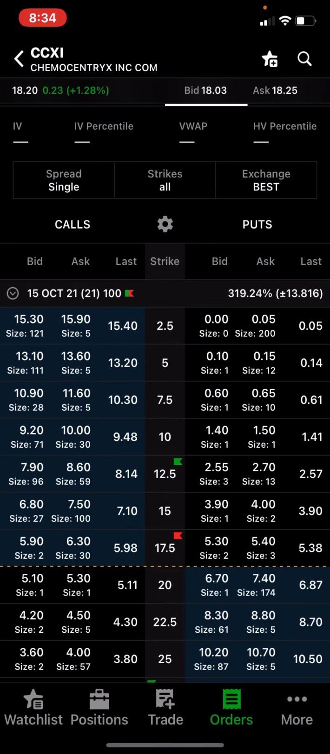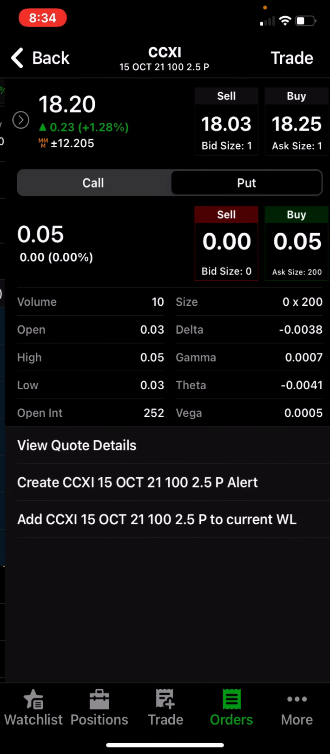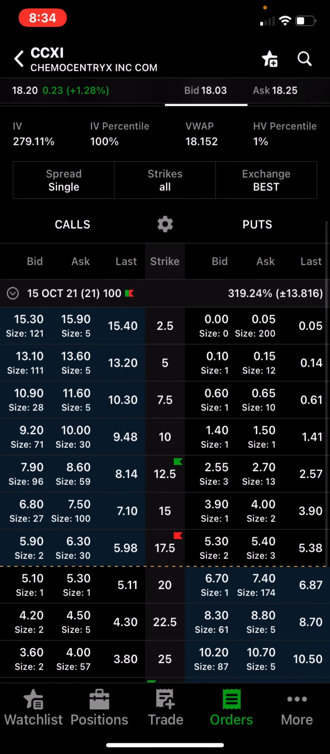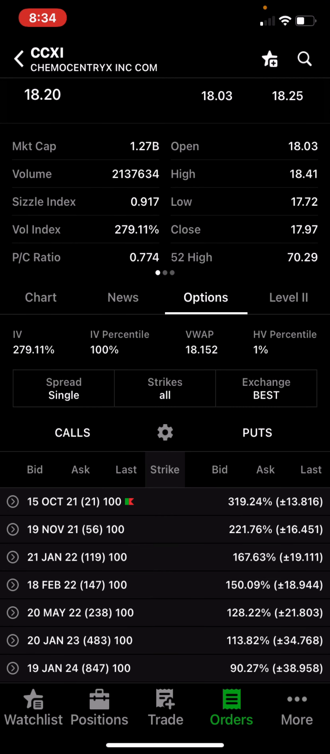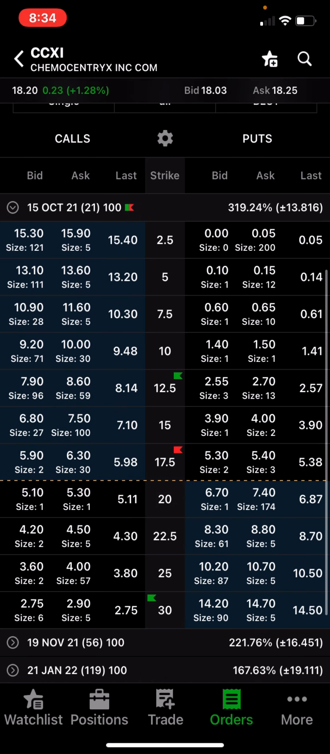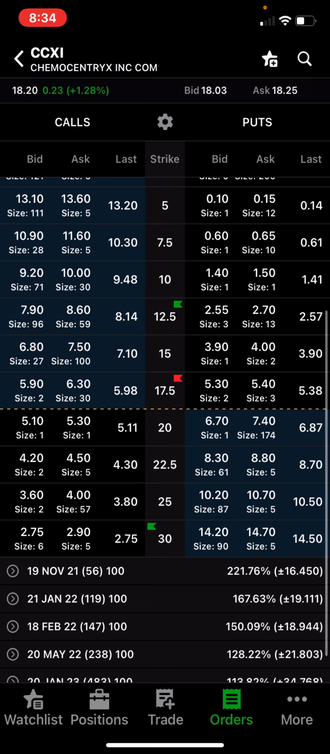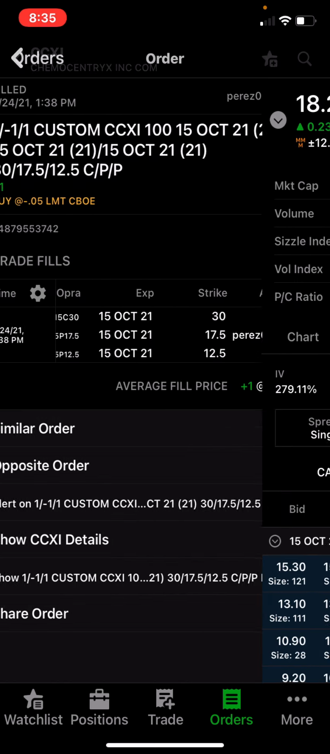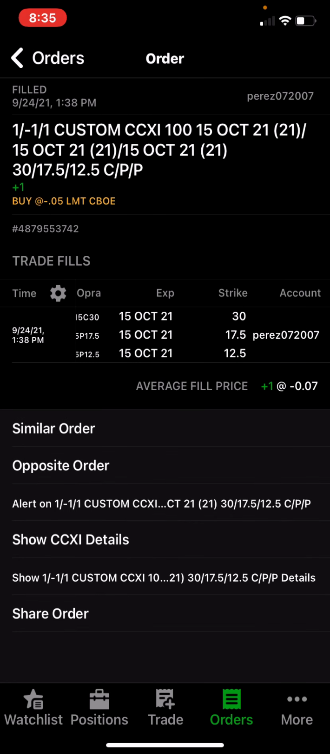Now these expire in 21 days. The expected move in the stock is $13. You can see it right here. That's the expected move. So what I did was sold the 17.5 and I bought the 12.5. And then with what I collected there, that was enough money to buy the 30 call. And I ended up collecting a credit of 7 cents.